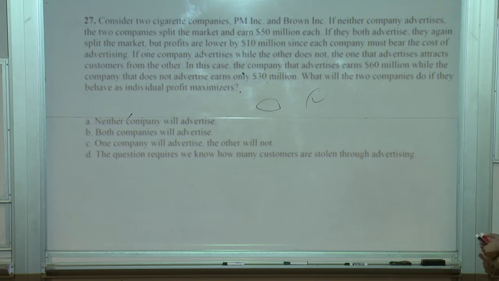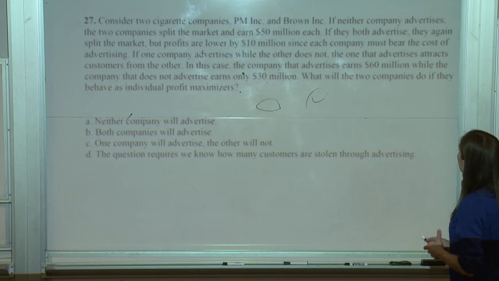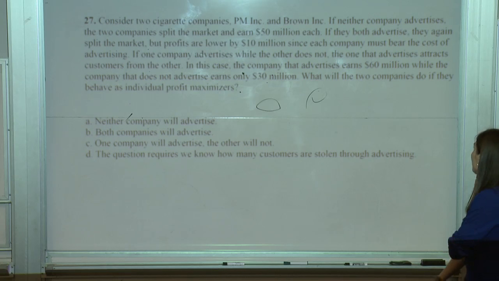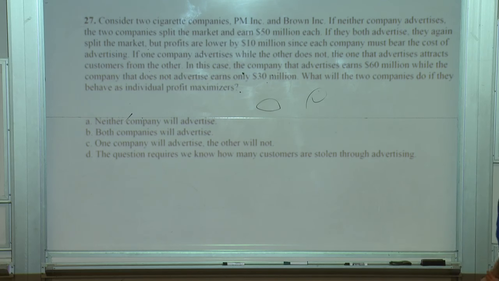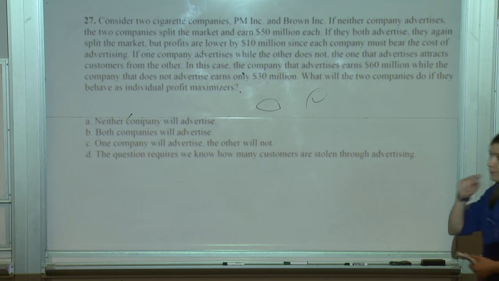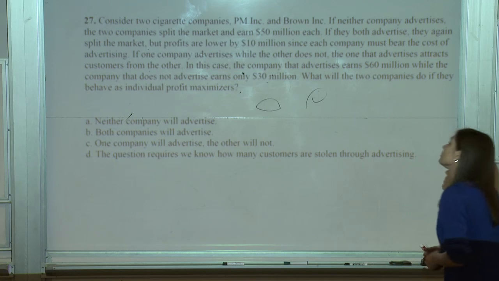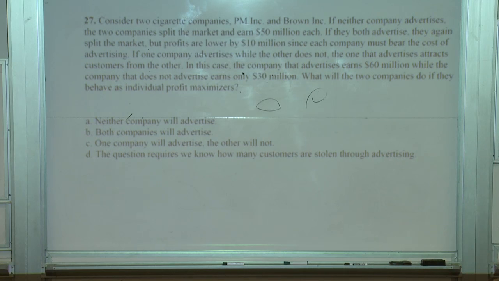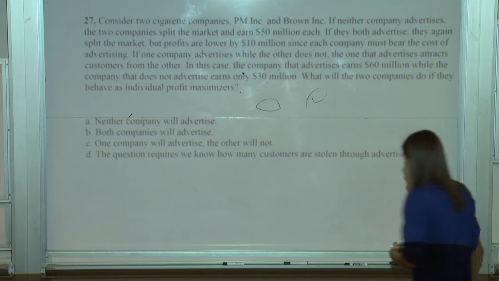All right. I have 2 cigarette companies. If neither company advertises, they split the market and earn 50 million each. If they both advertise, they again split the market, but then the profits are lower by 10. So they only earn 40 each. If one company advertises while the other does not, the one that advertises gets customers from the other and therefore makes 60 million, while the one that did not advertise makes 30. What will the 2 companies do if they behave as individual profit maximizers?